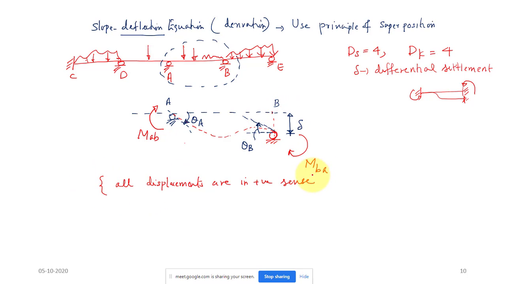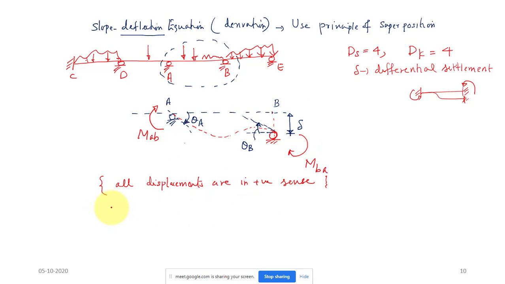Your sign convention will be: clockwise rotation will be positive, clockwise moment will be positive. That is the sign convention we are going to take because we are going to derive the equation with this direction as positive. If any direction comes opposite to this clockwise, you can take it as negative. I will discuss sign convention later. You just understand these are all the displacements, theta A, theta B and delta, all in the positive sense.